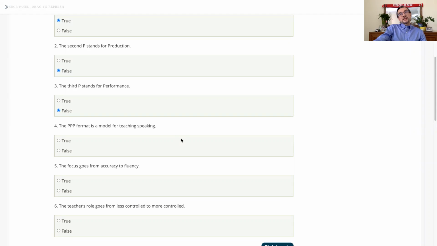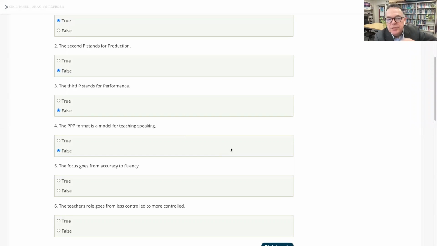Yeah, I mean the third P is often a productive stage where students are doing role plays or dialogues, but it could also be used for a written stage. So it's not necessarily just for teaching speaking. Right, I'd say false.